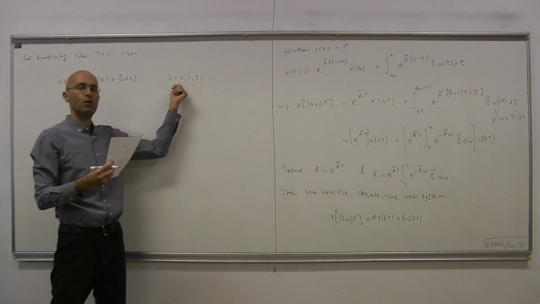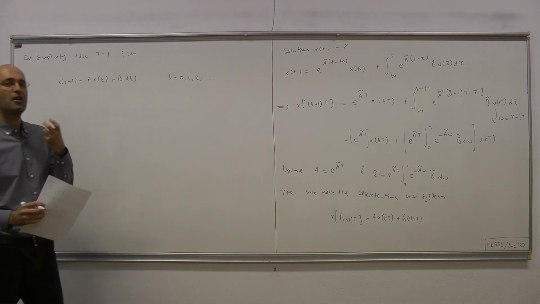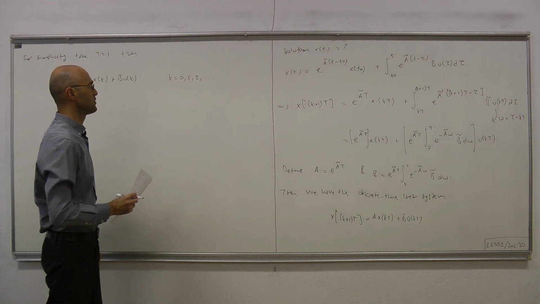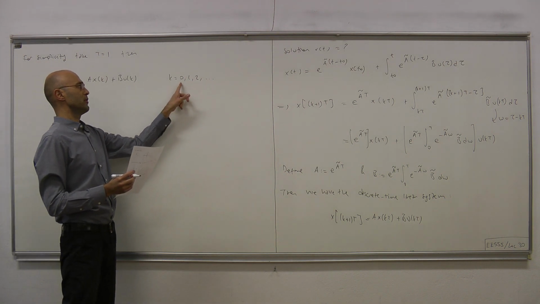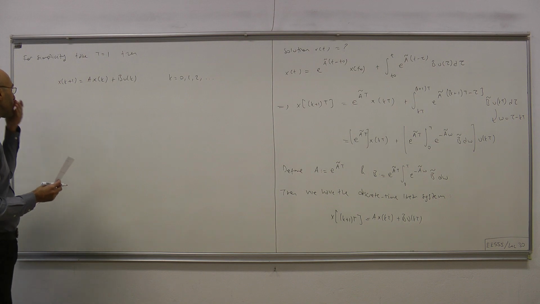Now this k we're calling from now on our time. Okay, it's our discrete time. And without loss of generality, because we're not going to consider time varying systems, we take 0 to be our initial time.